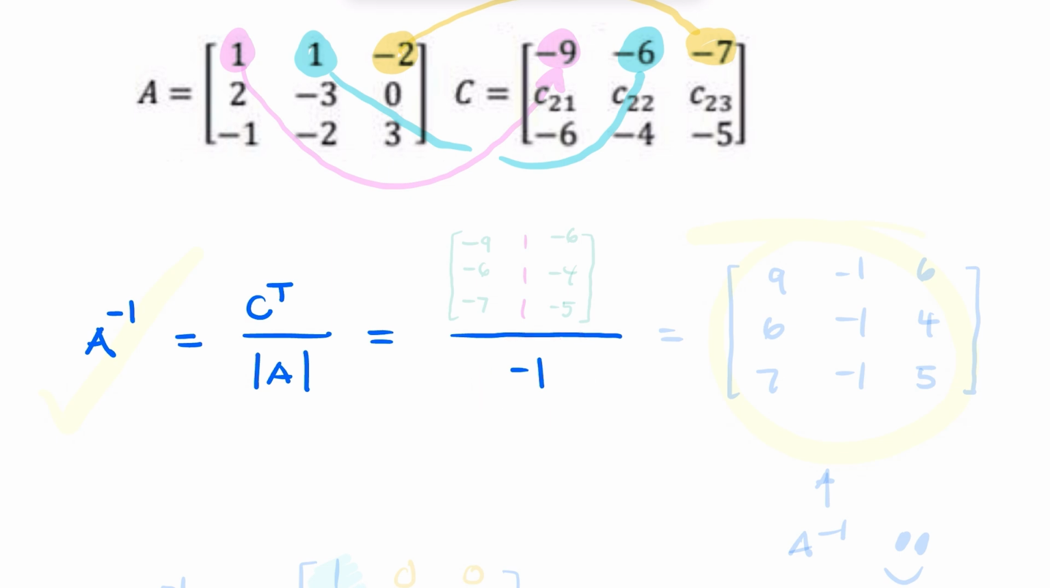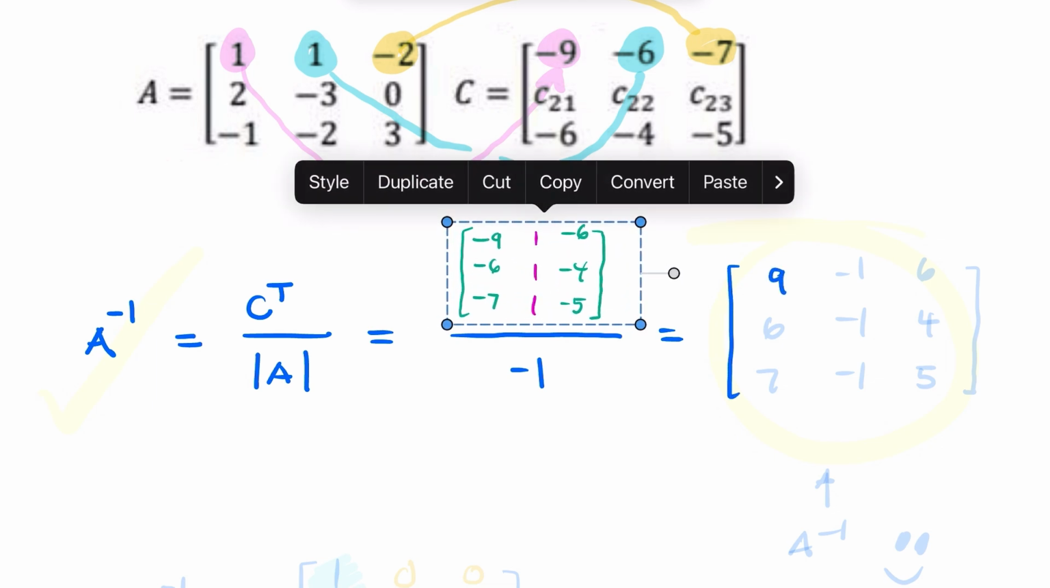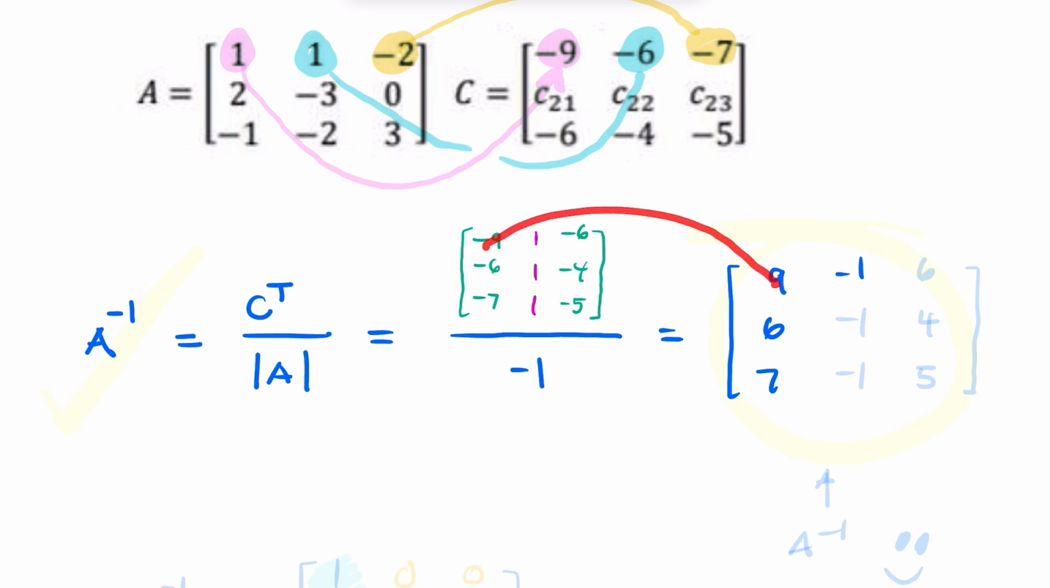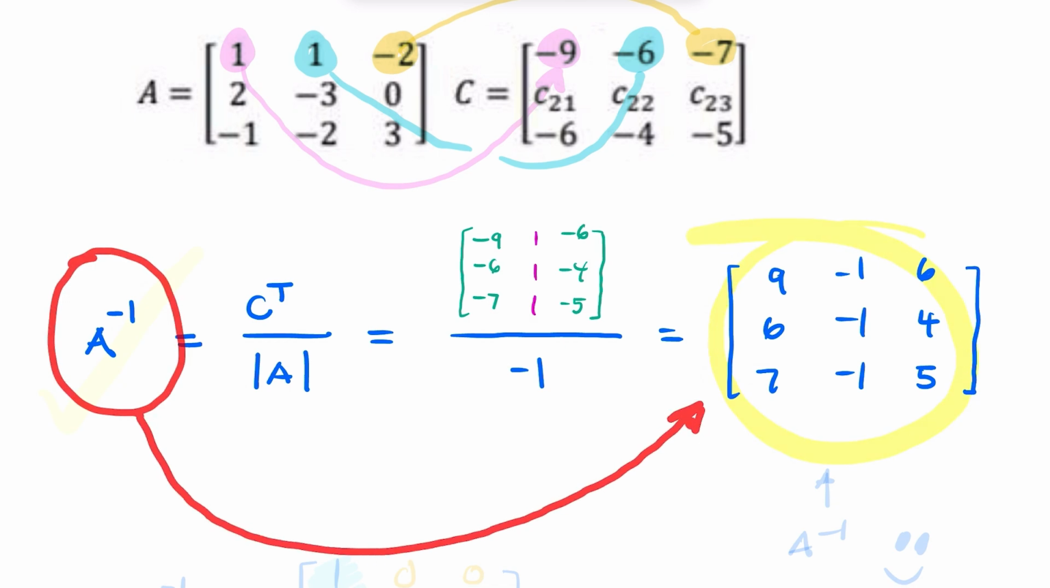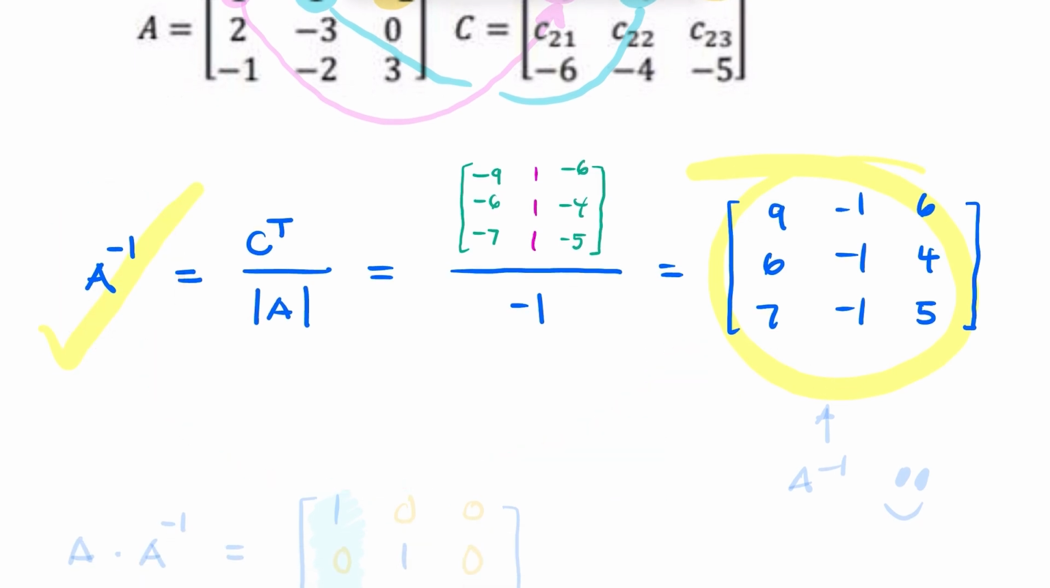And dividing a matrix by a constant simply means dividing each cell by that number, and in this case we're just going to change the signs because you're dividing by minus 1. So 9, 6, 7, negative 1, negative 1, negative 1, 6, 4, 5. And there we have our answer. That's our A inverse. So the question asked for the inverse of A, and we've just found it.